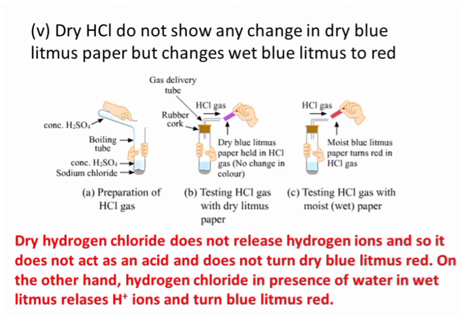So only when HCl releases H plus ion, it can show acidic character. Acids and bases show their acidic and basic character only when they are able to release H plus and OH minus ions, which happens in the presence of water. So the answer is dry hydrogen chloride does not release hydrogen ions, and so it does not act as an acid and does not turn blue litmus red. On the other hand, hydrogen chloride in the presence of water in wet litmus releases hydrogen ions and turns blue litmus red. Hope that you all are clear how to solve passage based questions.